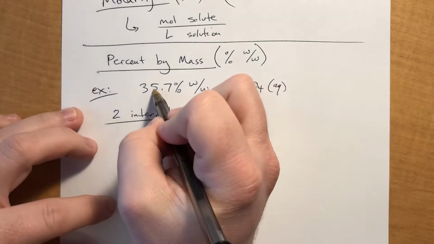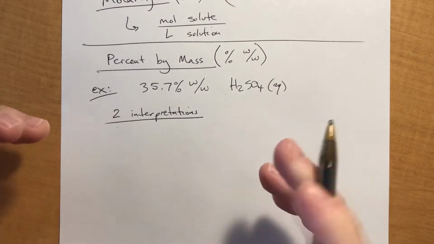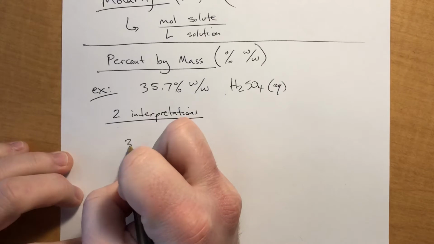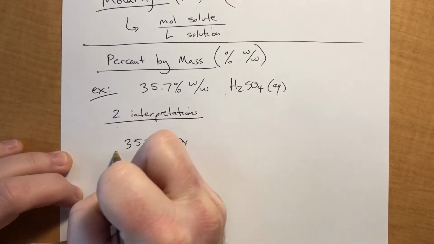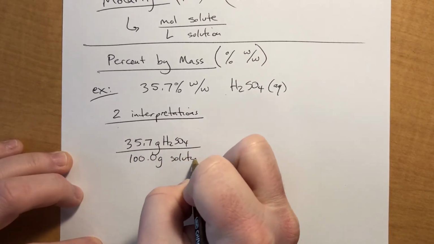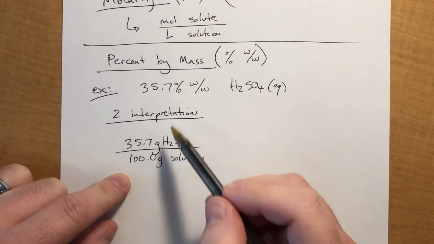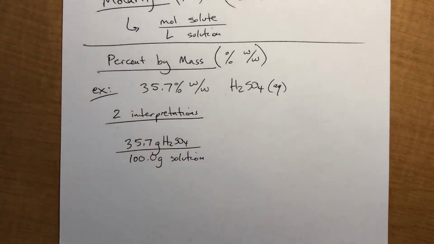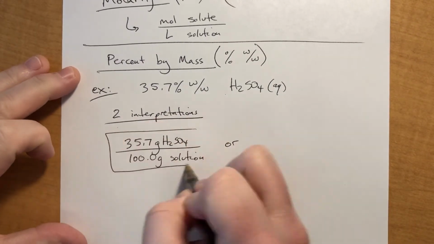So if you have 37.5% weight of H2SO4 dissolved in water, so it's an aqueous solution, the most logical way to interpret this is that you have 35.7 grams of H2SO4 for every 100 grams of solution. Okay? There's nothing wrong with this interpretation. It makes sense as being 35%, because 35.7 divided by 100 is 35%. Okay? But here's the other option. So this is one option.